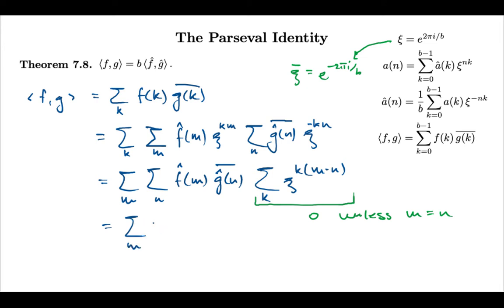But the inner sum now disappears, and we're replacing n by m. And now let's be a little careful. So if m is equal to n, the sum over the roots of unity was a b, so we'll have a factor of b here. And this is precisely the statement of theorem 7.8. So by definition, what we have here is the inner product of the Fourier transforms of f and g.